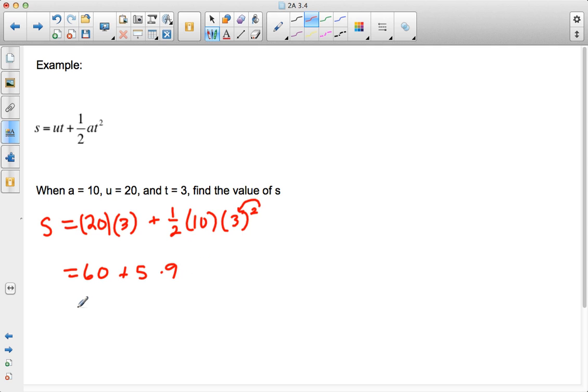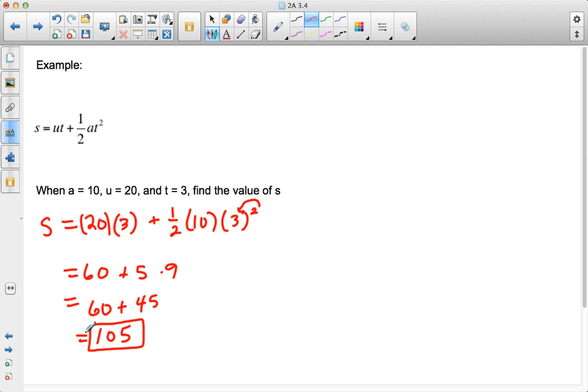Now order of operations, remember that I would multiply 5 times 9 first to get 45, plus 60, and then I'm going to go ahead and get my answer of 105. Since we're not really dealing with units or dealing with values mathematically here, I'm just going to go ahead and leave my answer as 105 because I just want to find the value of s.